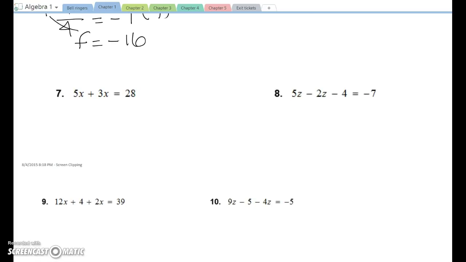Alright, let's check out number 7. Number 7, if you look at the right-hand side, you notice that there's a 5x and a 3x. Okay, these are like terms. So we talked about combining like terms. So you always want to simplify your equation first. So number 7, we need to add our like terms together. So 5x plus 3x gives us 8x equal to 28. Okay, next I'm going to divide by 8. And that gives me 3.5.